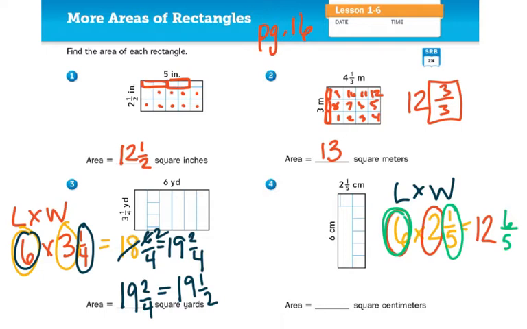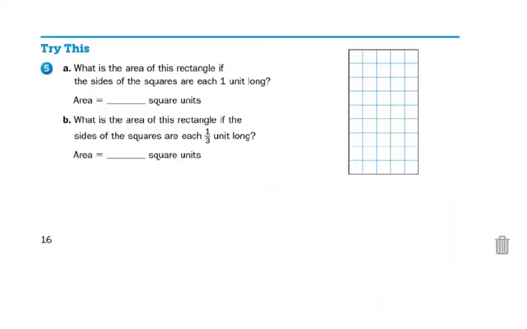Again, that's an improper fraction. I know I can take 5/5 away from that to equal 1 whole, and I would add that to the 12. And then when I subtracted 5/5 from that, 6 minus 5 is 1/5. I would be left with 1/5. 13 and 1/5. At the very bottom, we have try this. Number 5A, what is the area of this rectangle if the sides of the square are 1 unit long?